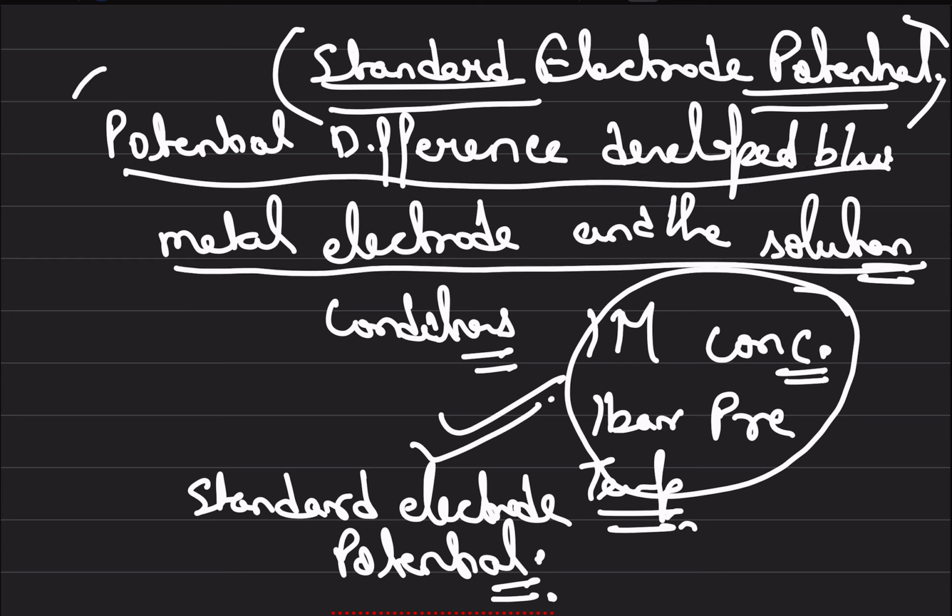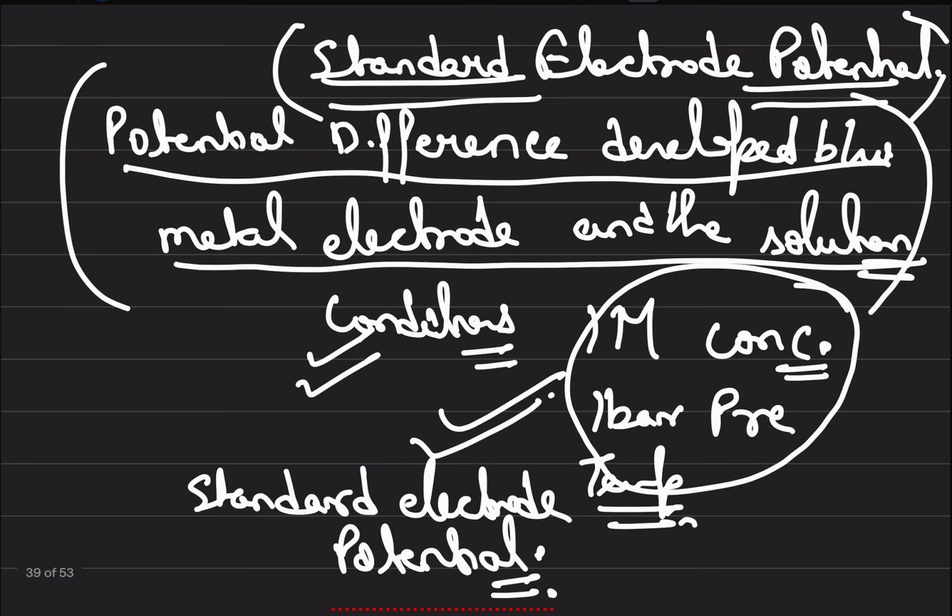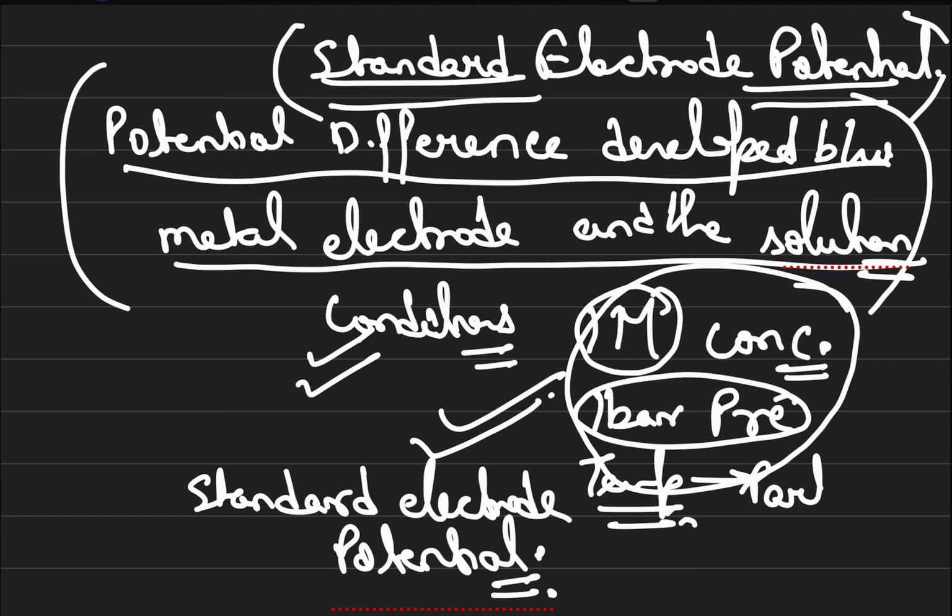So the standard electrode potential is the potential difference which is developed between any metal electrode and the solution, and the conditions we need for it are a 1 molar concentration and a pressure of 1 bar, at a particular temperature. So these are the conditions for the standard electrode potential. We are seeing the electrochemistry topic.